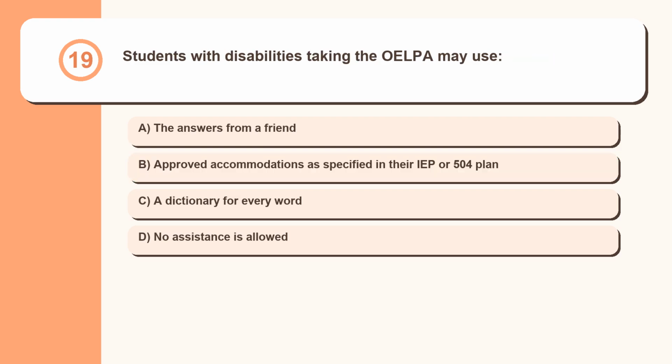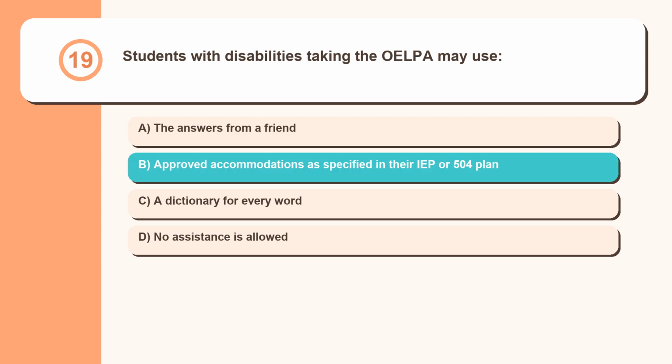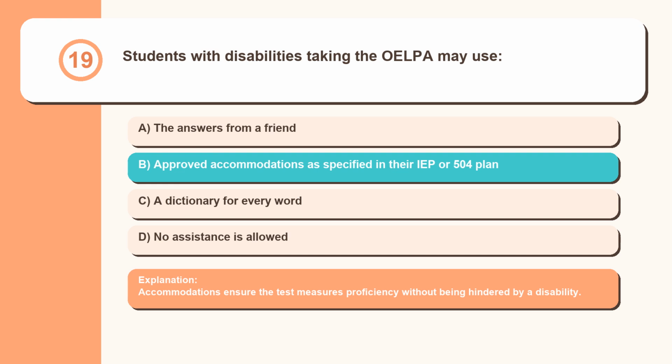Question 19. Students with disabilities taking the OELPA may use the answers from a friend. Approved accommodations as specified in their IEP or 504 plan. A dictionary for every word. No assistance is allowed. Accommodations ensure the test measures proficiency without being hindered by a disability.